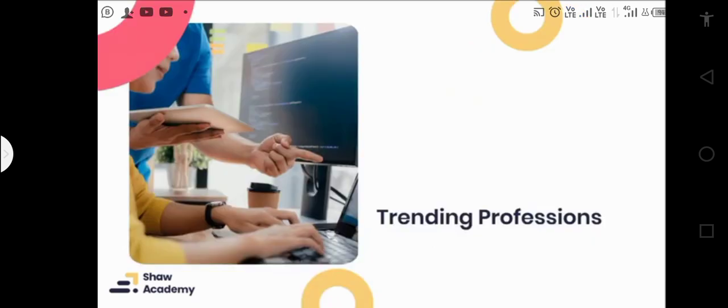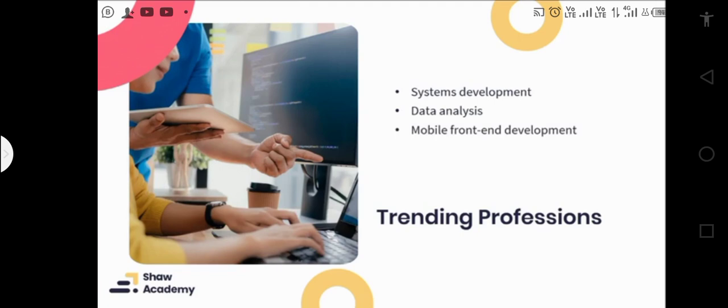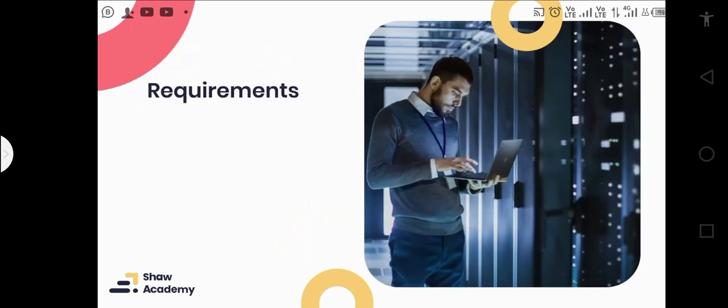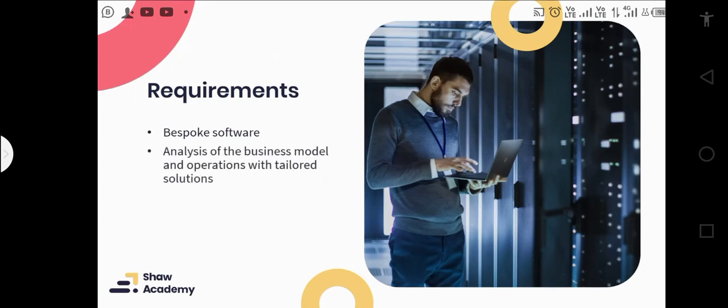The reliance on computing offers a lot of opportunities in business circles. Systems development, data analysis, mobile front-end and back-end development are some great professions that are in the spotlight of late. Have a look at the job specs out there for these positions and see if anything pops out at you. Businesses sometimes require bespoke software and require the services of a computer scientist to analyze their business model and operations and come up with a tailored solution.